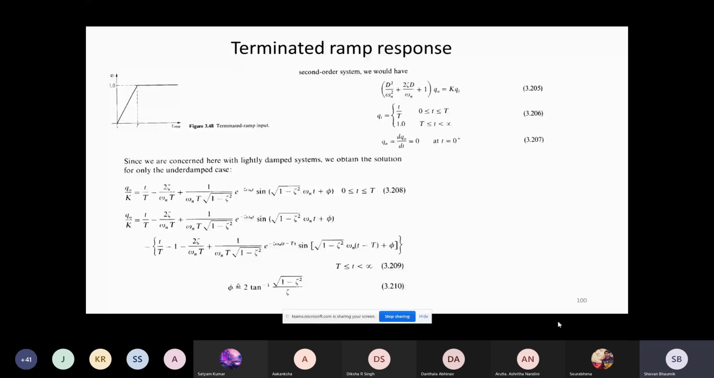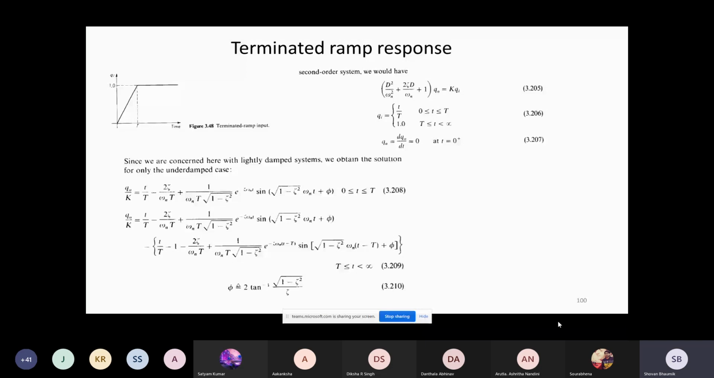In many places you can assume it is a kind of step response. In many other places you cannot assume an absolute step response. It is a kind of terminated ramp response. If you see the figure here, the terminated ramp response is a curve which is rising slowly from 0, and then it is terminated at the value of 1. That means at 1 it reaches the steady state value and it never rises. So this is called the terminated ramp response.